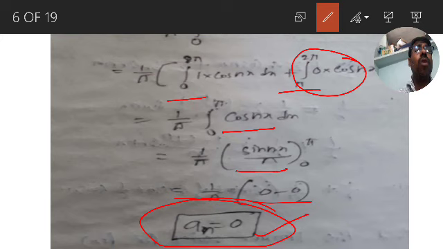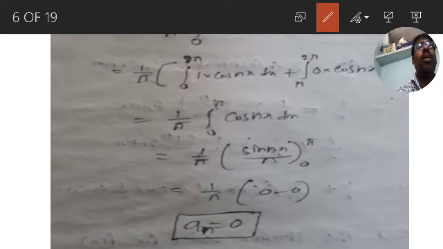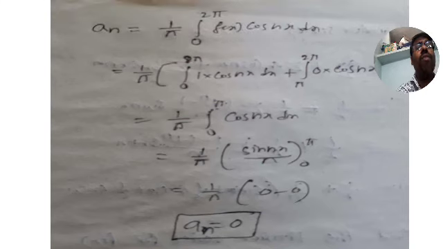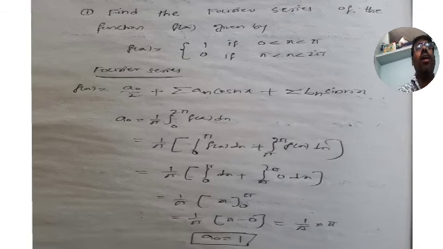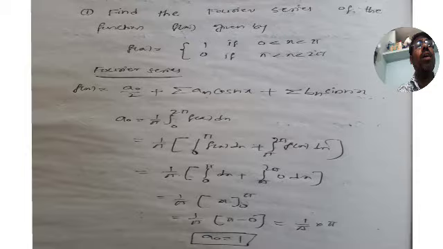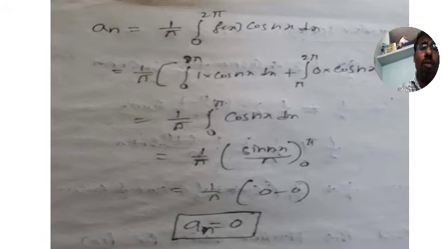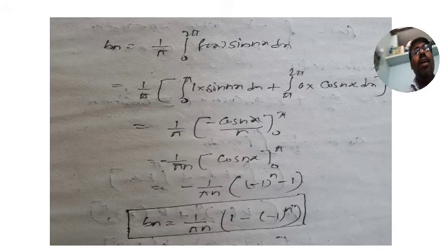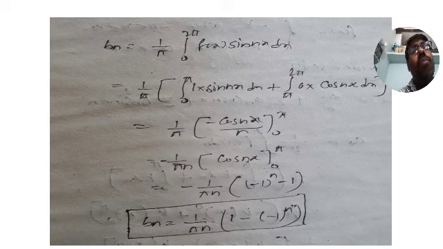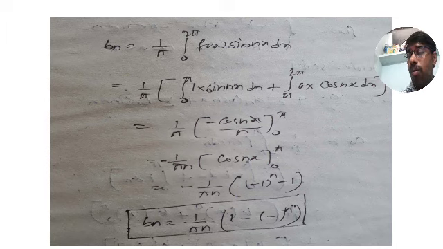So let us move on. First of all we found a naught is equal to 1. Now we found an is equal to 0. Now let us find the bn value. Bn is equal to 1 by pi integration 0 to 2 pi f of x into sin nx dx.